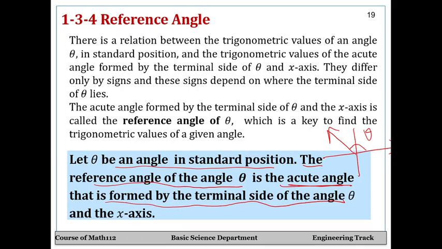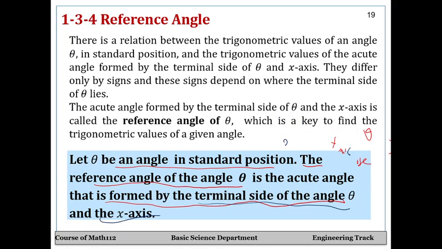So what is the terminal side of the angle theta? This is the terminal side, the blue one here, formed by the terminal side of theta and the x-axis. So the x-axis is here. But it has to be this one or this one. It has to be acute, less than 90. So this becomes the reference angle of theta. So its measure is equal to 180 minus theta.